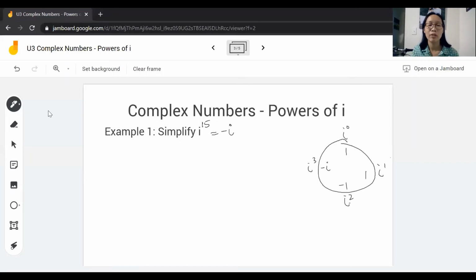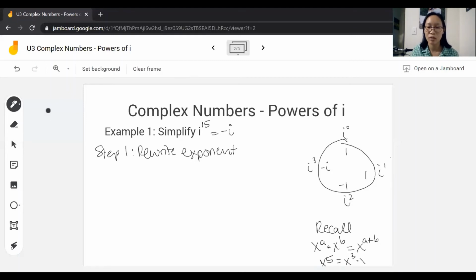The first thing we want to do is rewrite our exponent into two parts. Recall that when you multiply numbers of the same base, you add their exponents. So x to the fifth can be rewritten as x cubed times x squared, or x to the fourth times x to the first. We want to rewrite i to the 15th as i to some power times i to some other power. And we want to choose our powers strategically. We want the first one to be a multiple of 4, and we want the second one to be the remainder. The largest multiple of 4 less than 15 is 12, and then our remainder is 3.